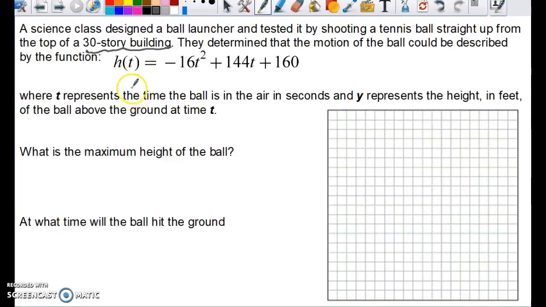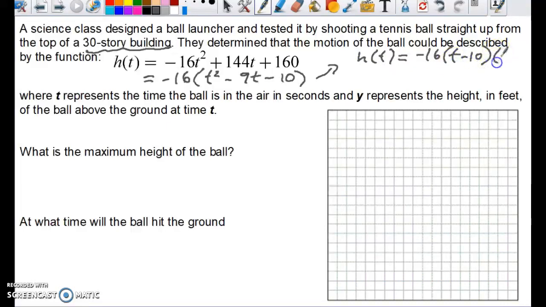And again, t is the time in seconds, h of t is the height in feet. So to figure out what the maximum height of this ball would be, I'm going to do the same thing. I'm going to factor out negative 16. I get t squared. Now notice this is a plus, so that's going to become a minus. 144 divided by 16 is 9t, and 160 divided by negative 16 is negative 10. This one again will factor nicely. So now I know that h of t, or the y value, is equal to negative 16 times t minus 10 times t plus 1. Very similar problem to the one before.